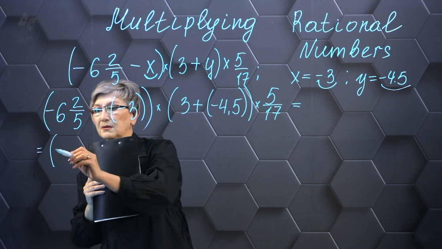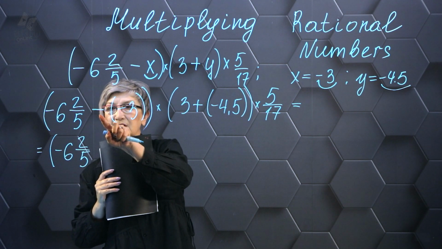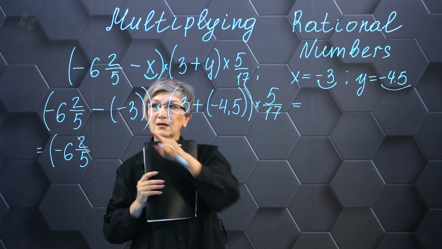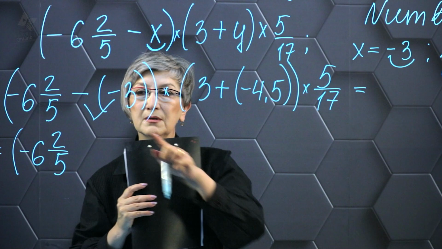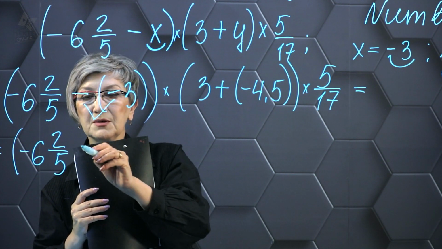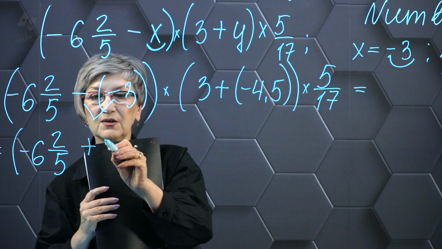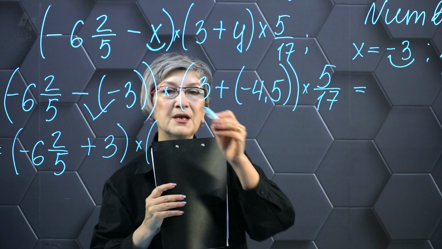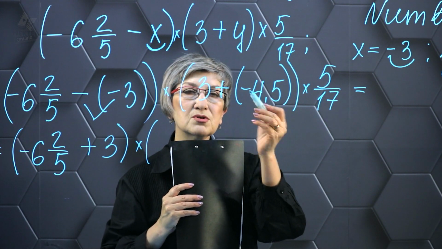First parenthesis, minus 6 whole 2/5. We see two consecutive signs in the entry. Two minus signs. We remember that the rules say that two minus signs give us a plus sign. The result is minus 6.25 plus 3. Multiply. We apply our rule to the second parenthesis as well. 3 plus minus the number 4.5.